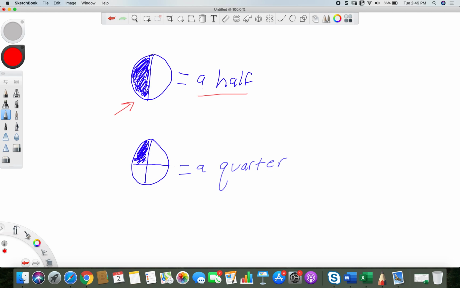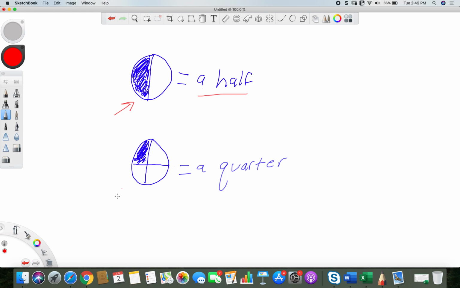So this circle is cut into half, just like how you can cut a pizza pie in halves, or you can cut a cake in half, right? So you have one slice down the center, and you have two parts, which is called a half.